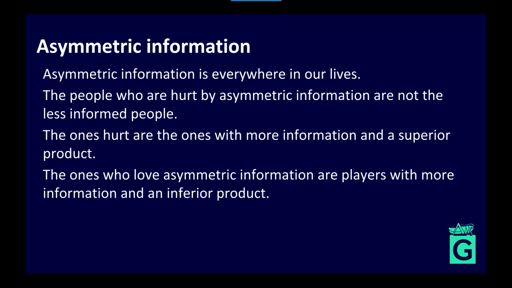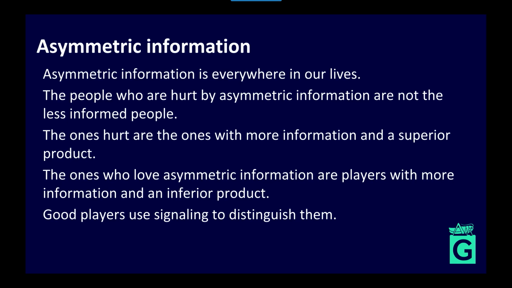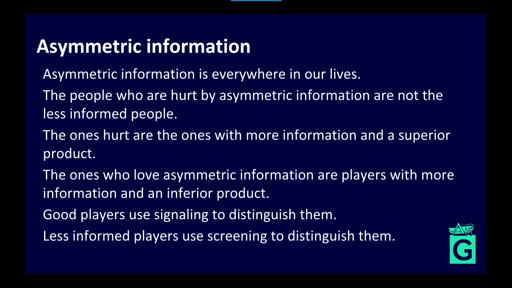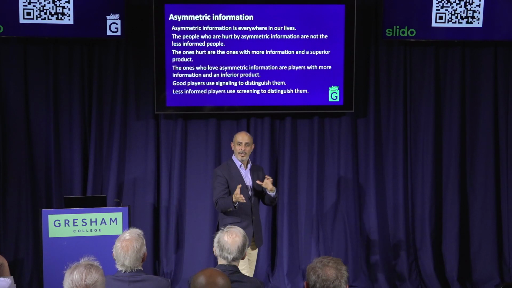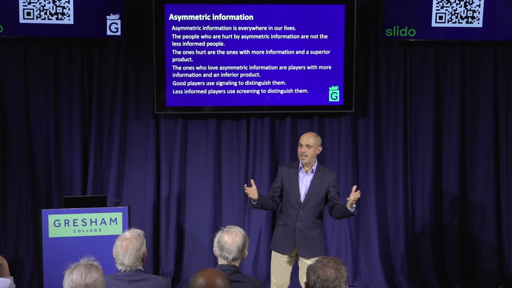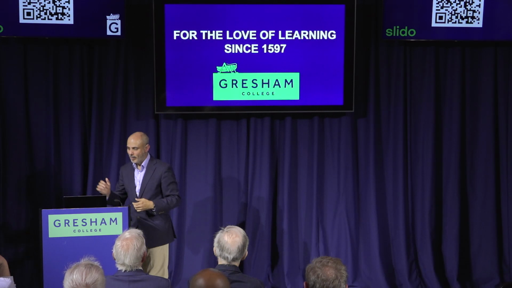The ones who love asymmetric information are the players with more information and an inferior product. They're hoping to get the average price, but they're much worse than the average. So the two solutions we have looked at are signaling, where the good players, the people with superior products, use that information to distinguish themselves from the bad borrowers. Screening is where the less informed players use screening to distinguish the good from the bad players. And that's pretty much the whole lecture.